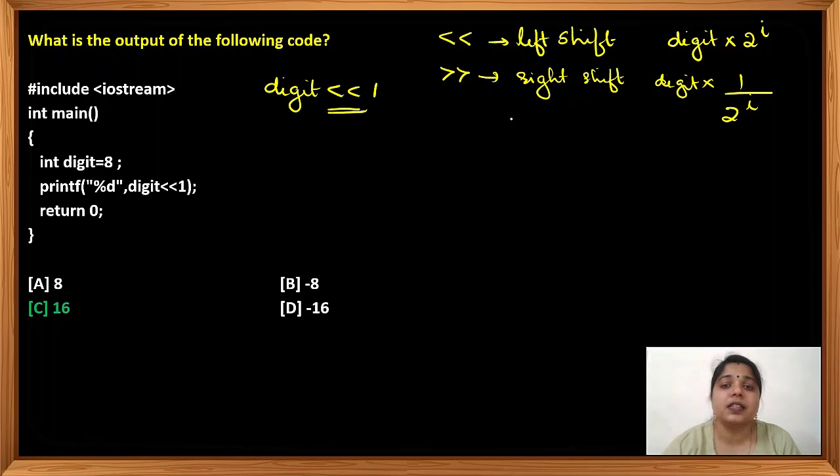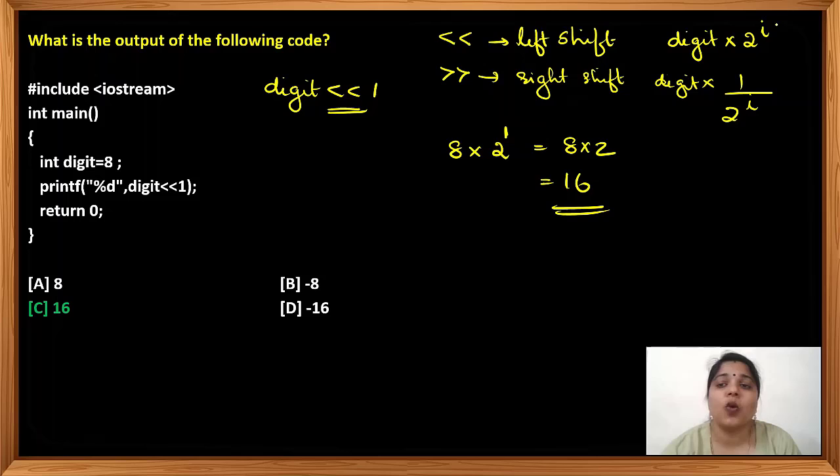So here digit is 8. So 8 into, and we have a left shift operator, left shift by I, which is 1. So into 2 raised to 1, and 2 raised to 1 is 2 only. 8 into 2, which is equal to 16, will be your answer.